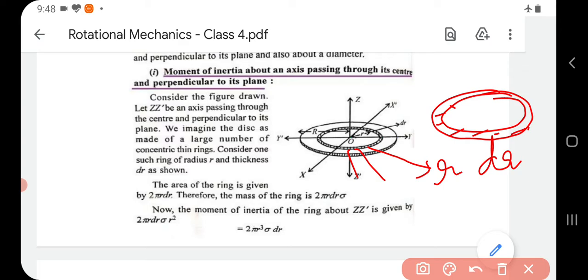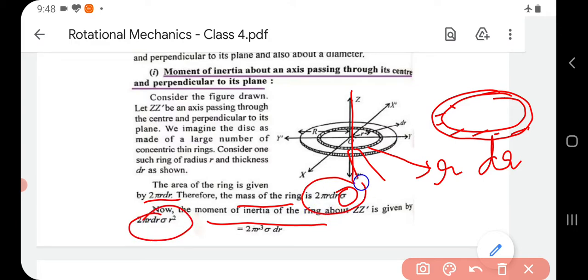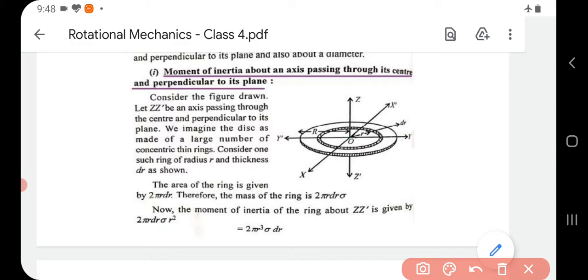Okay, now what will be the area of the ring? It will be 2 pi r dr and mass of the ring will be 2 pi r dr into sigma, that is mass per unit area. Then moment of inertia of the ring about z dash will be 2 pi r dr sigma into r square, because moment of inertia is mass into distance square. That is why r square is written here. So on simplifying this one, it will be 2 pi r cube sigma dr.